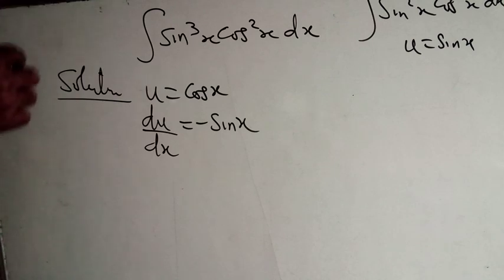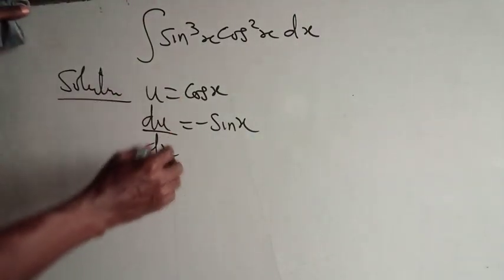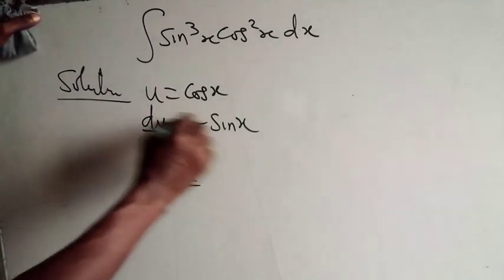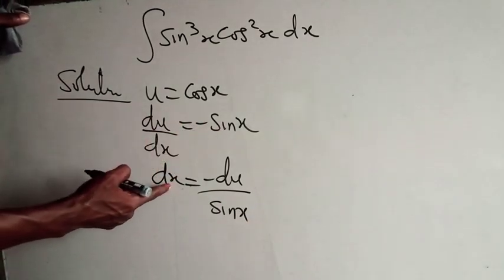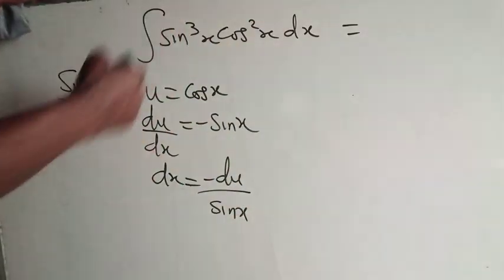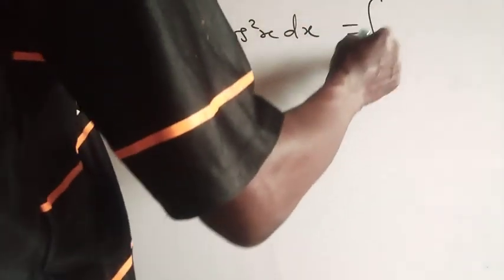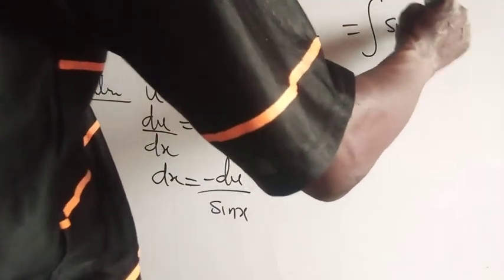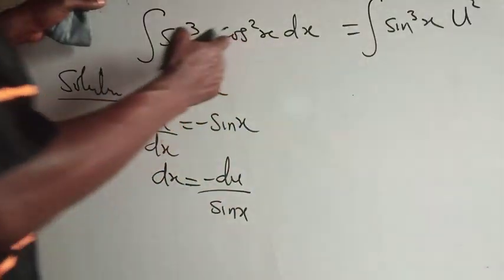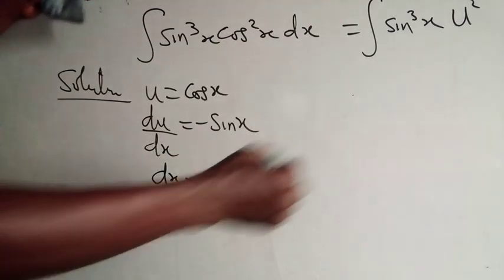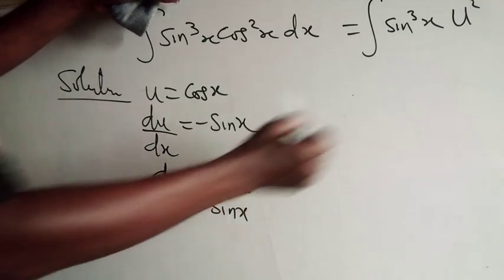Okay? And now, let's substitute. That means that our dx will be, if you cross multiply, minus du all over sine x. So the whole of this now becomes integral of sine cube x, our cos is u now, that will be u squared, because you say u should be cos x, and this cos square x should be u squared. Our dx now is minus du all over sine x.